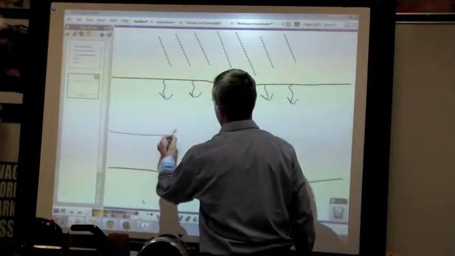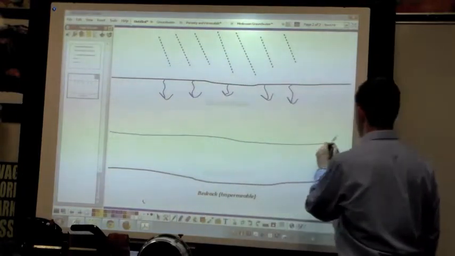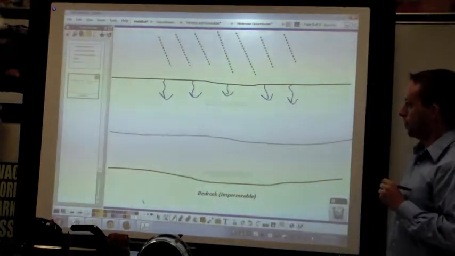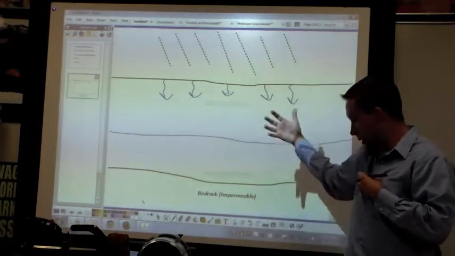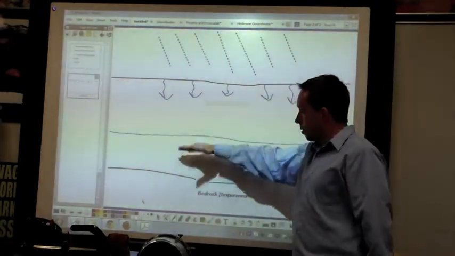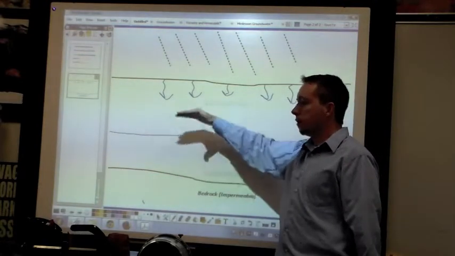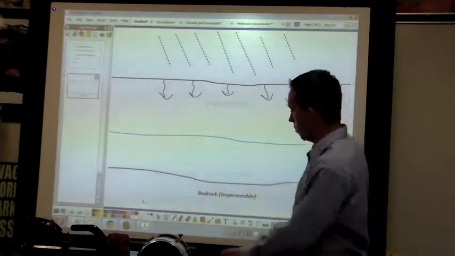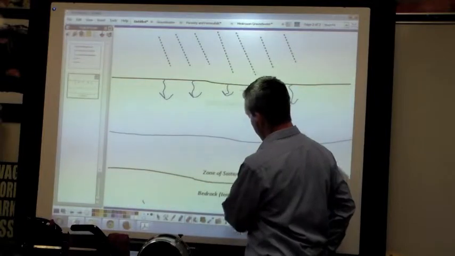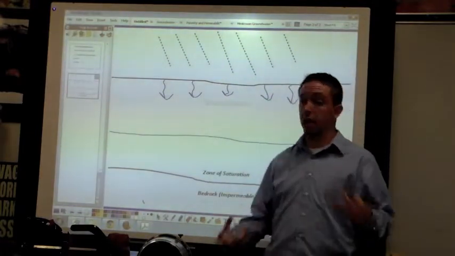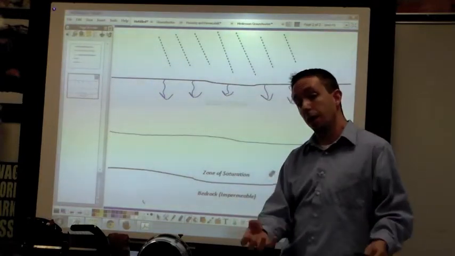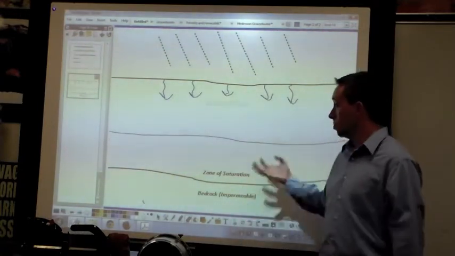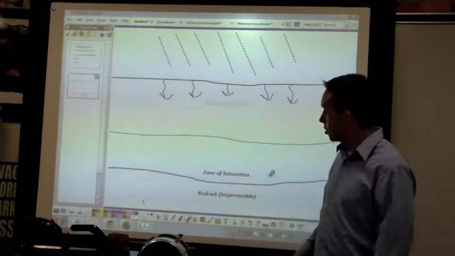And let's say that point is right here. So now we've got two distinct places in this one layer of rock. The point at which it is completely filled with water, all those pore spaces filled with water, is known as our zone of saturation, because it is saturated with water. Just like a cloud is saturated and then precipitation comes out.